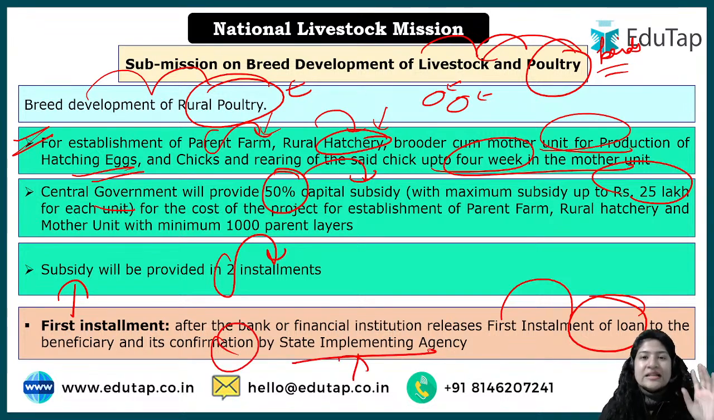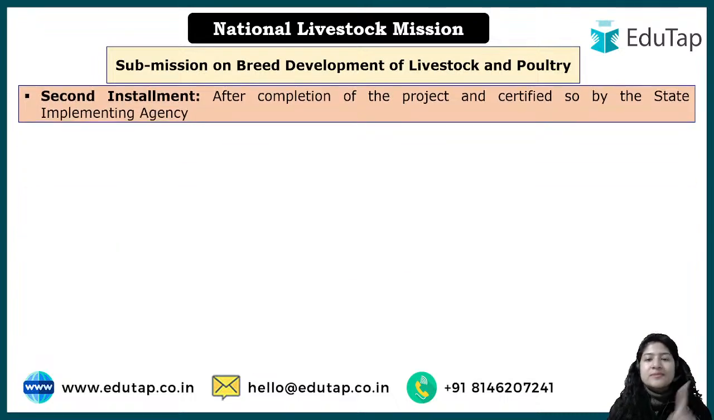What does it mean? SIDBI will provide this subsidy first installment into the beneficiary's account only when the person has been provided the loan by the bank and it has been confirmed by the state implementing agency that yes, the loan has been provided. Okay. So then the first installment of the subsidy will be given. Second installment of the subsidy will be given once the project is completed.